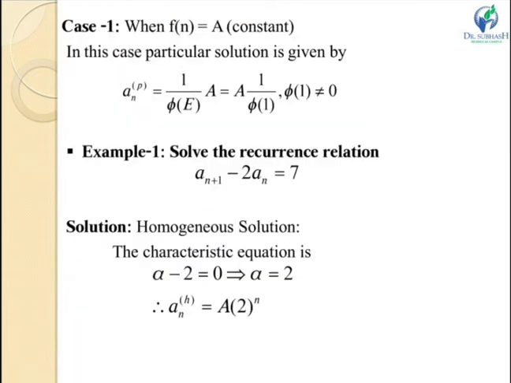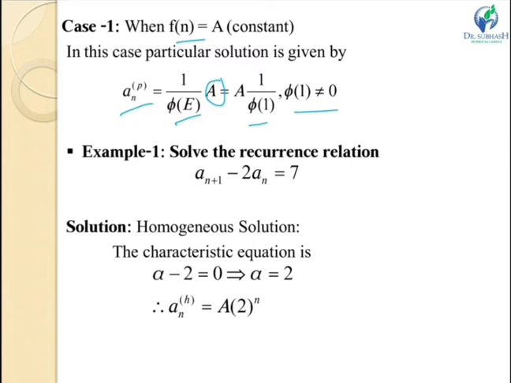Let us take case 1, when the function is constant, that is f(n) equal to a. In this case, the particular solution can be given by a_n^P equal to 1 upon phi of E into a, where a is the function. This can be written as a into 1 upon phi of 1. What we have done here is we have kept E equal to 1, and remember phi of 1 must not be equal to 0.